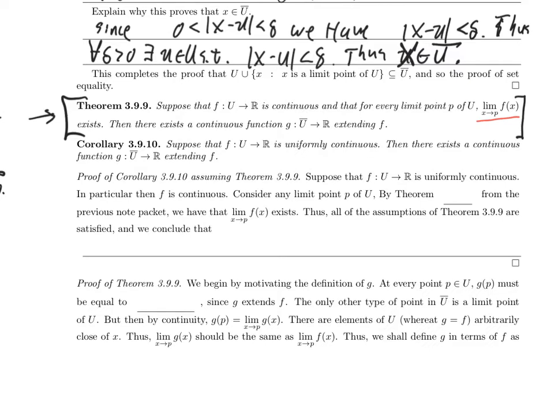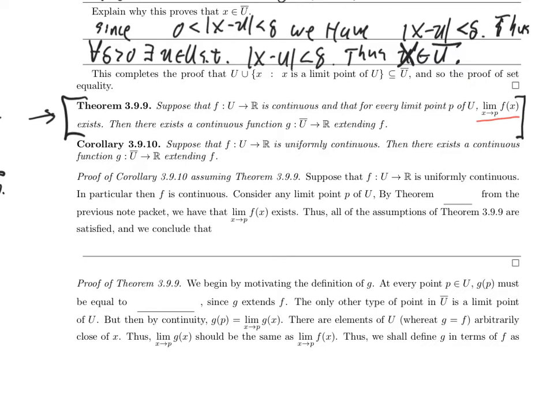So, let's go through the proof. Proof of corollary 3.9.10, assuming theorem 3.9.9. So notice we haven't proven theorem 3.9.9 yet, so we won't really be able to believe corollary 3.9.10 until we prove it. But let's go through the proof of corollary 3.9.10 to say maybe why we should care about 3.9.9.